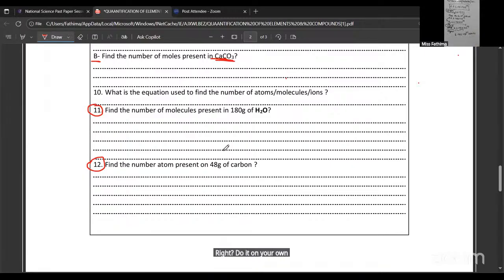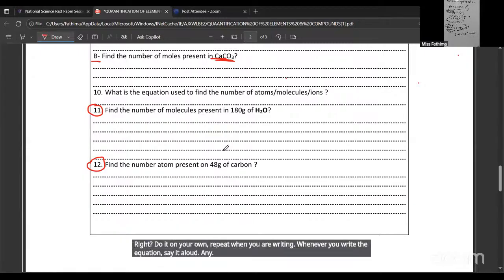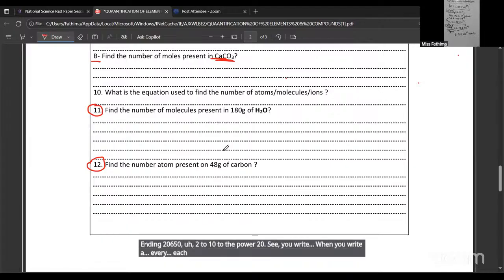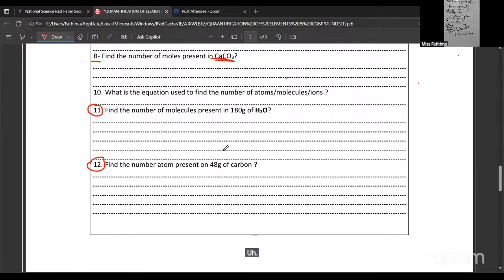Repeat when you are writing. Whenever you write the equation, say it aloud. N into 6.022 × 10^23. When you write each and every number, you express it through your mouth. You tell it aloud. Then it will be stored better.